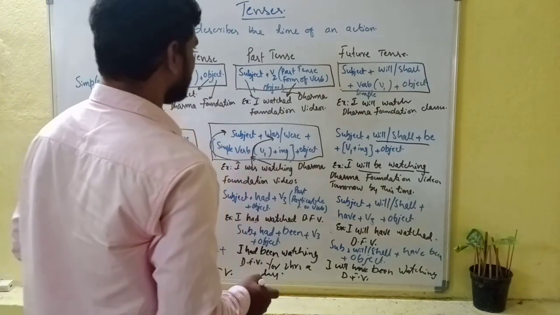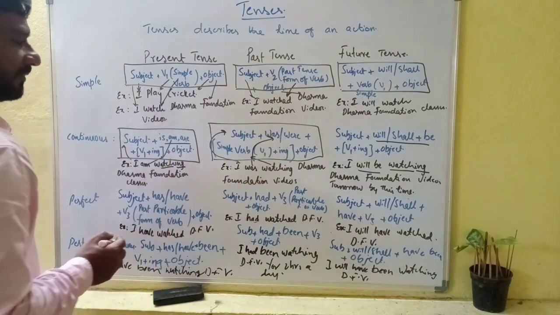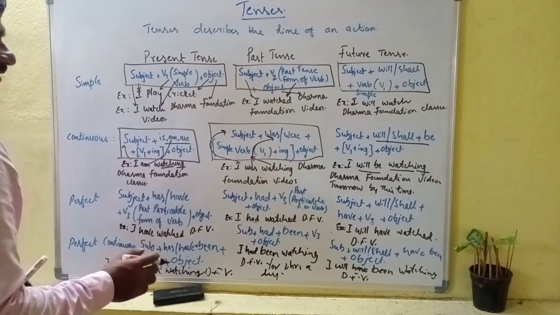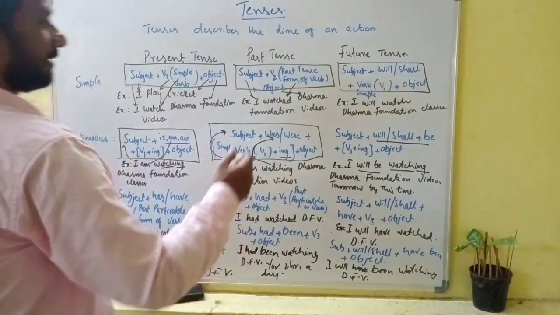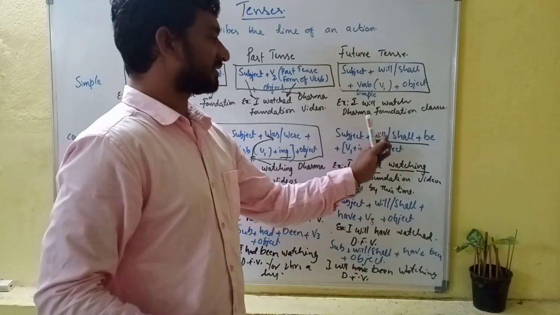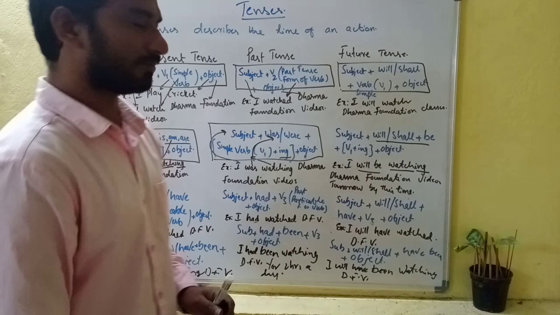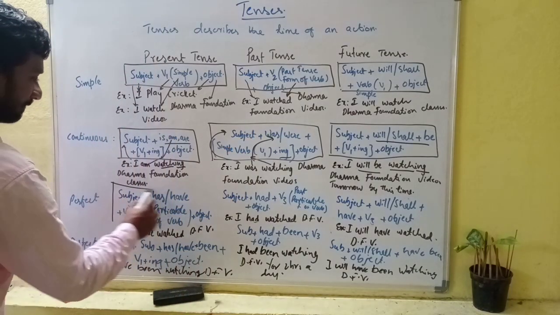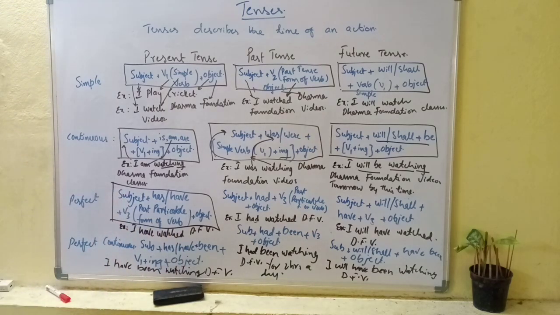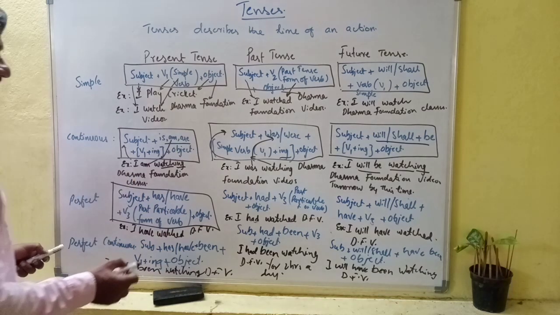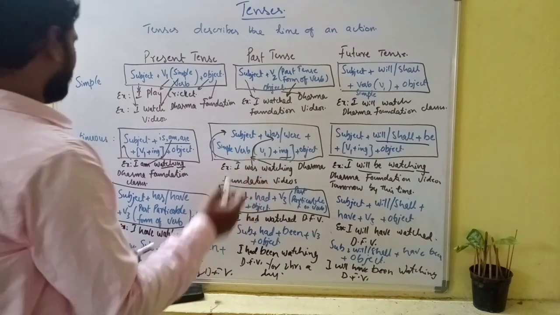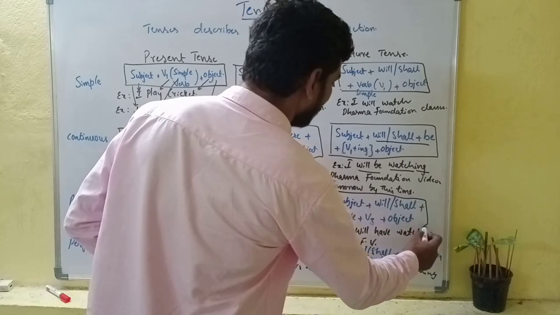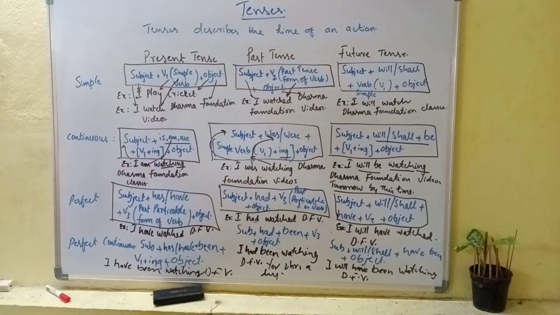And for the past continuous tense, for the subject we are adding a connecting word like was or were, and we are adding ing to the simple verb, and then the object. Now come to the future tense. In the future continuous tense, the structure will be like subject plus will or shall plus be plus V plus ing plus object. Present perfect tense: the structure will be like subject plus has or have plus V3, where V3 means past participle form of verb, plus object. For the past perfect, the structure is subject plus had plus V3 plus object. For the future perfect, the structure is subject plus will or shall plus have plus V3 plus object.